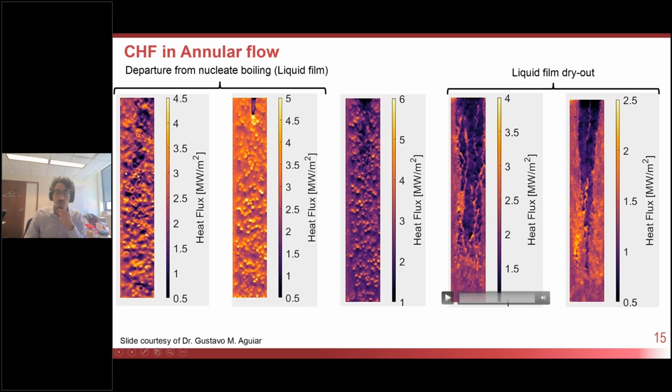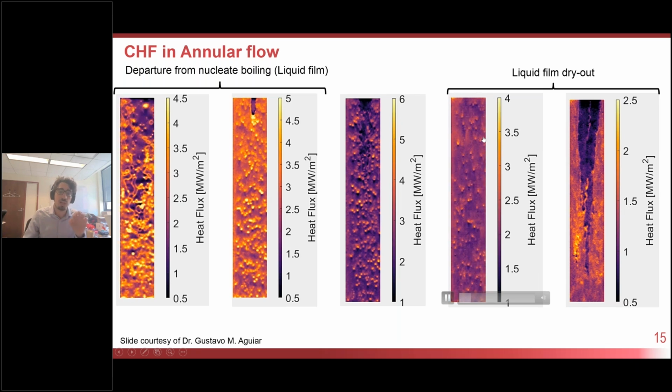Whereas if you have a very thin film, then you have film dry out. In this case, you have this dry out of the film, and you can observe that the heat transfer where there is a vapor film actually disappears. So you have a very low heat transfer.